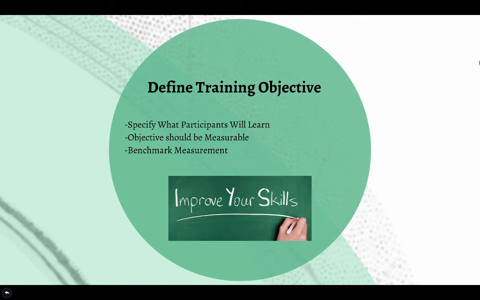The first thing a trainer needs to do when creating a lesson plan is define the session's training objective. To specify what participants will learn, the objective should be measurable and expressed in terms of the desired skill or behavior, the conditions in which the skill is utilized, and a benchmark to measure the new skill or behavior learned against. In other words, the objective of the training is where you want the participant to end up at the end of the training lesson or session.